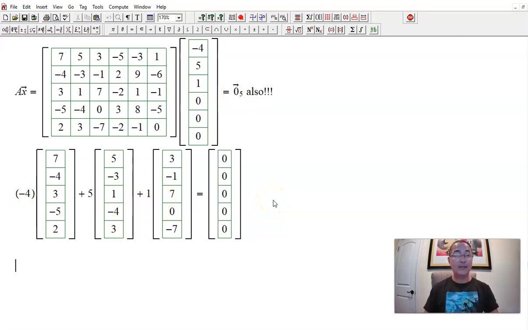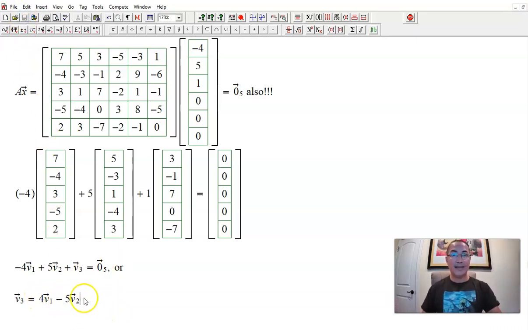What do we have on the left though? This says negative 4 times v1 plus 5 times v2 plus v3 is equal to the 0 vector. Okay, so what can we do now? We can solve for v3. We get v3 equals, move the minus 4v1 to the right, we get 4v1, move the plus 5v2 to the right, we get minus 5v2.